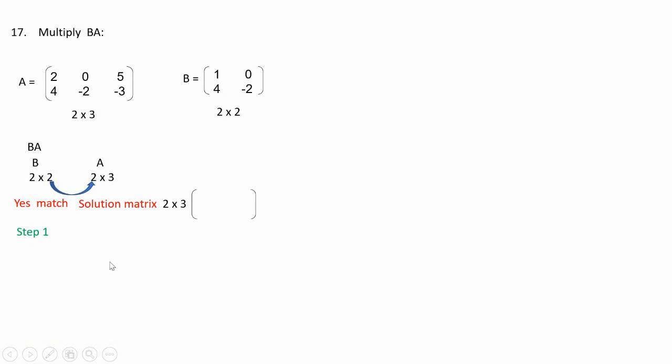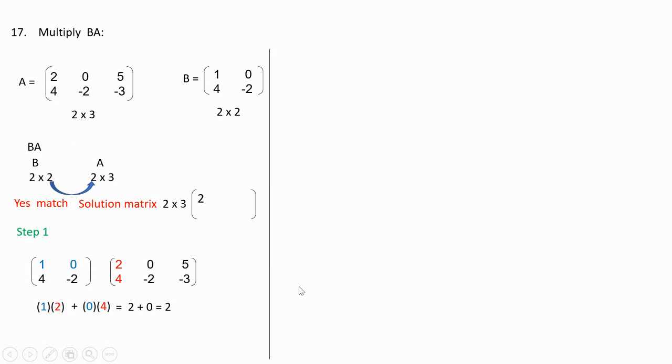Okay, so how do we start it? Let's do it then. Step 1, right, so I'm going to put matrix B, the 1, 0 for -2. And then I'm going to put matrix A. Hey, guys, I have to multiply every row in the first matrix times every column in the second matrix. So it's going to be 1 times 2 plus 0 times 4. They'll give us 2 plus 0. The answer will be 2. So that goes in the slot here. Now let's do step 2.